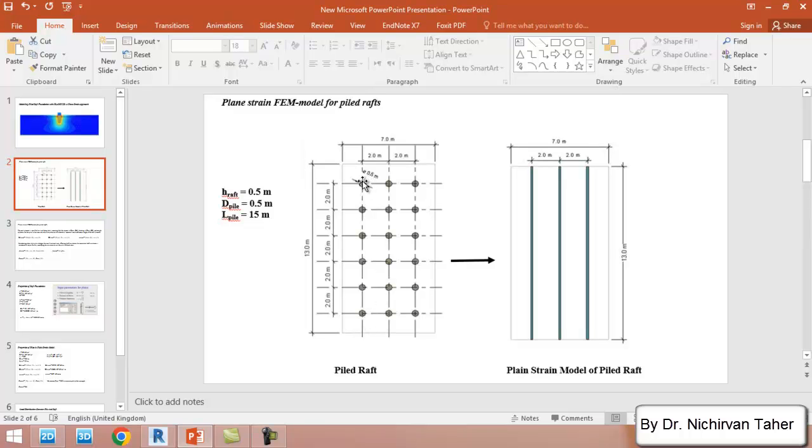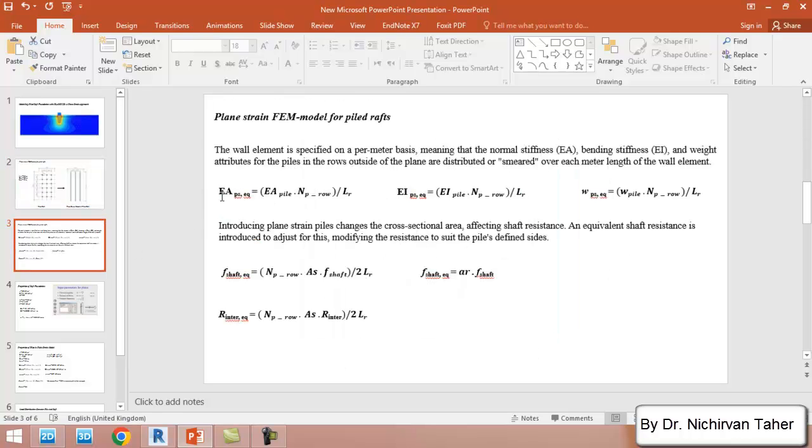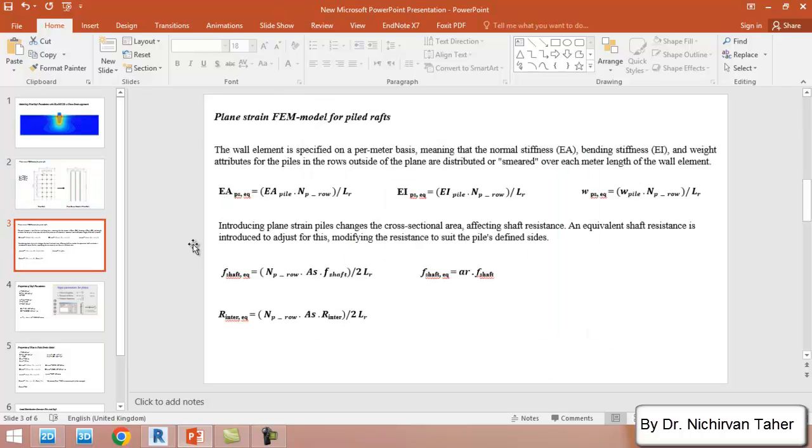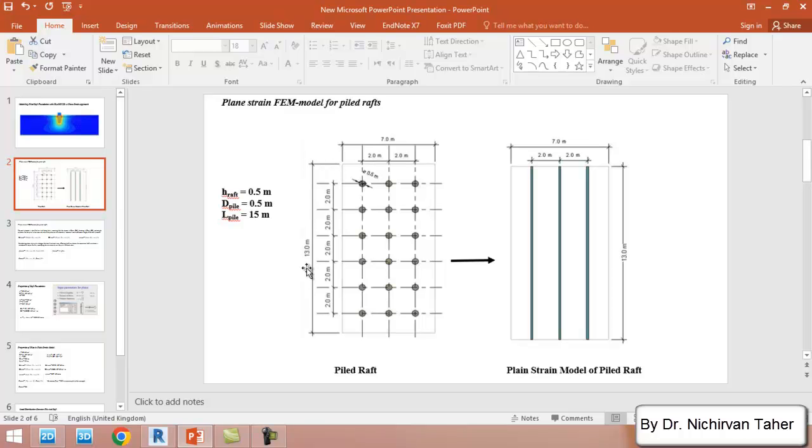For example, if you want to change the stiffness properties of these rows of the pile to the equivalent plane strain wall, the normal stiffness of the equivalent plane strain wall equals the normal stiffness of each pile times the number of the piles in the row. In our example we have 6 piles, divided by the length of the raft out of the plane, in this case 13 meters.